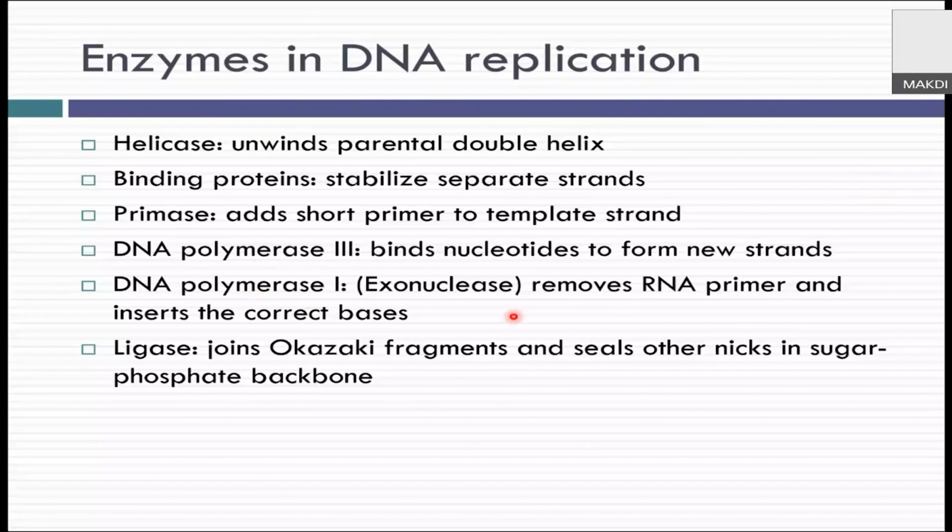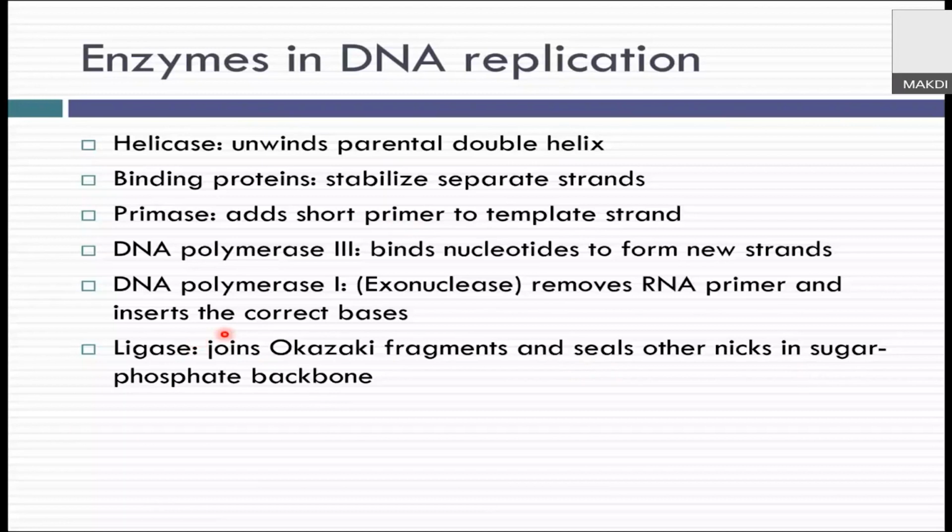DNA polymerase I, an exonuclease, removes the RNA primer. The primer added earlier by primase will later be removed, because we don't want RNA, we want DNA. Okay, DNA ligase. This one is for the lagging strand, joining consecutive fragments. It seals gaps in the sugar-phosphate backbone. This one will seal, DNA ligase.